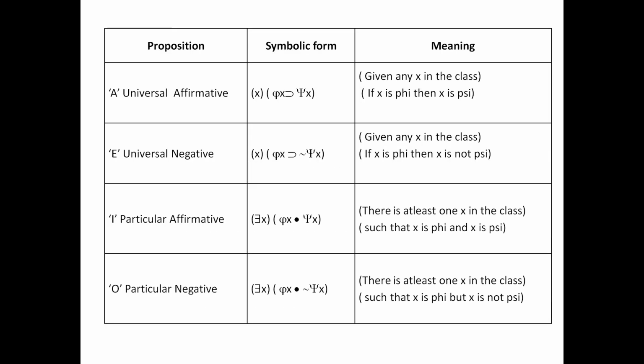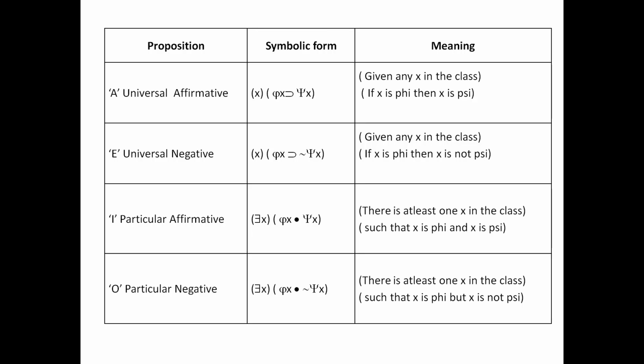A proposition, that is universal affirmative, you have universal quantifier phi x, horseshoe psi x. It means given any x in the class, if x is phi, then x is psi. Then if it is an E proposition, it means universal negative. So you will have universal quantifier phi x, horseshoe curl psi x. It means that given any x in the class, if x is phi, then x is not psi.